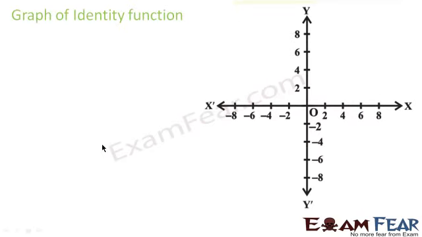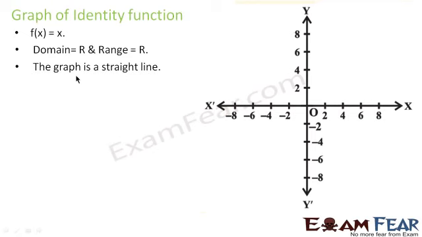Let's draw some graphs now. Graph of the identity function. It says f(x) is equal to x. Domain and range both are real numbers. Let's draw this. When you say f(x) is equal to x, you are saying y is equal to x. And let me write the values here.